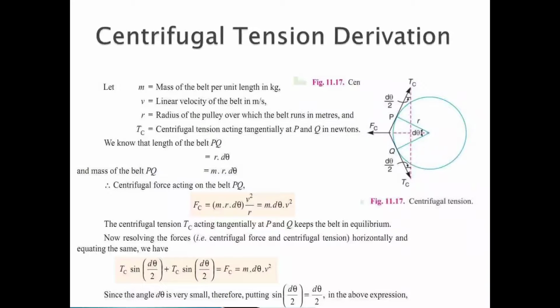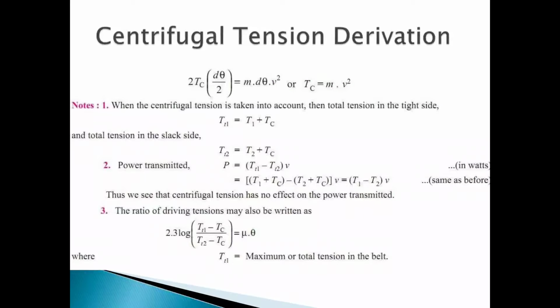Centrifugal force acting on belt PQ is Fc, which is equal to m r d theta multiplied by v square divided by r, which on modifying gives m d theta v square. Centrifugal tension Tc acting tangentially at P and Q keeps the belt in equilibrium. Now resolving the centrifugal force and centrifugal tension horizontally and equating the same, we get m d theta v square. Since the angle d theta is very small, putting sine d theta by 2 equal to d theta by 2 in the above expression, we get the equation m v square, that is Tc.